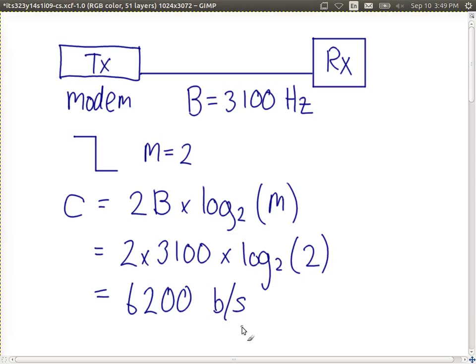Be careful. The units of bandwidth is in cycles per second, but in each cycle, how many bits we can send is determined by the number of levels. So the resulting answer is in bits per second. In our telephone line, using a dial-up modem, we can send at 6.2 kilobits per second.